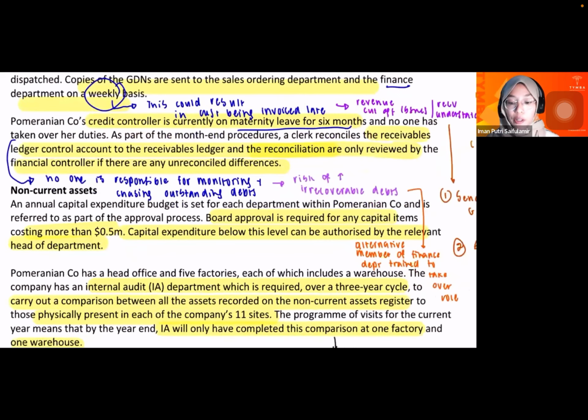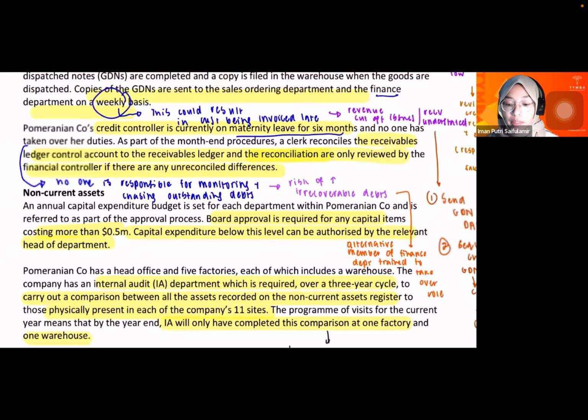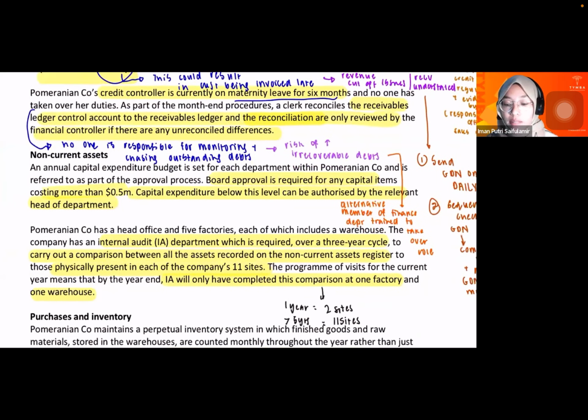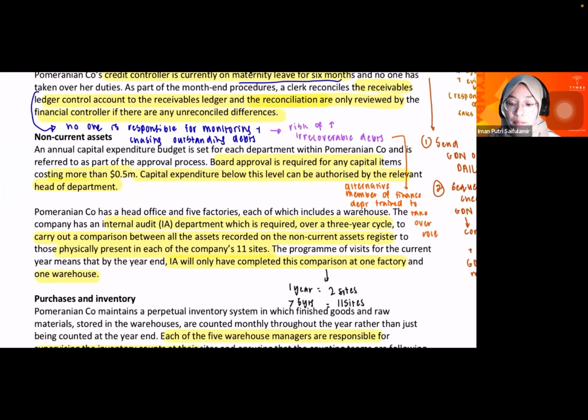Okay, so board approval is required for any capital items costing more than 0.5 million. So capital expenditure below this level can be authorized by the relevant head of department. So even though this is okay, however, this amount of 0.5 million seems to be a significant amount, right? Okay, 500K is a large amount of money. So what is the risk here? What do you guys think is the direct implication in this case?